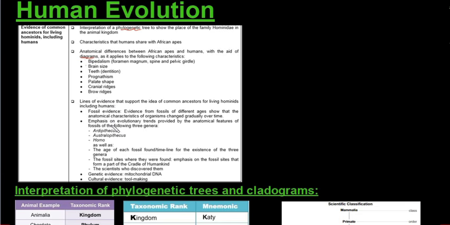Then we'll look at the lines of evidence that support the idea of a common ancestor for living hominids, this including humans. So we'll look at fossil evidence, we'll look at the emphasis on evolutionary trends, specifically with Ardipithecus, Australopithecus, and then Homo. And then we'll look at genetic evidence, which includes mitochondrial DNA, and then cultural evidence, which is tool making.